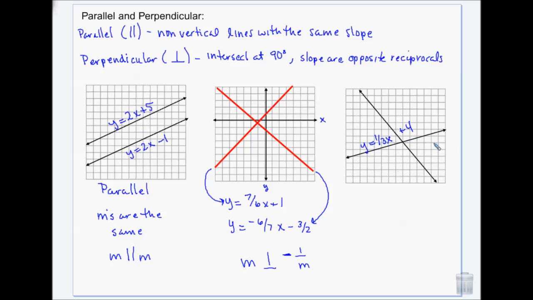So maybe this line is y equals 1/3 x plus 4. Maybe this line is y equals negative 2/3 x plus 2 or something. Who knows? But the point is, the slopes have no relationship. Okay, so parallel are the same, identical slopes. Perpendicular are opposites and reciprocals. Everything else is nothing. I forgot to write perpendicular.